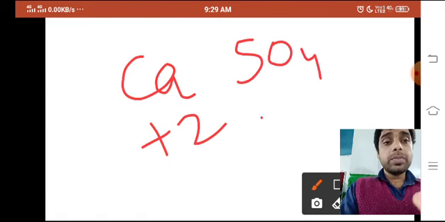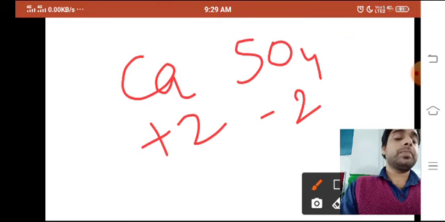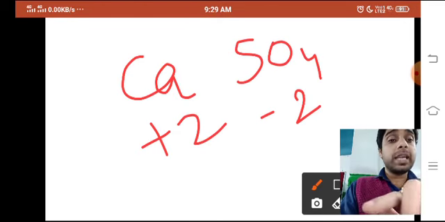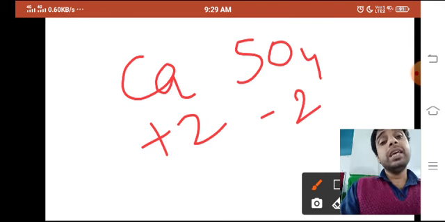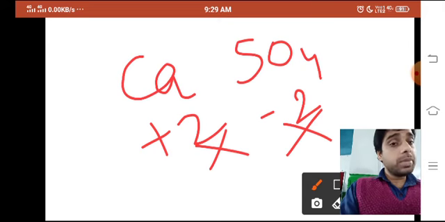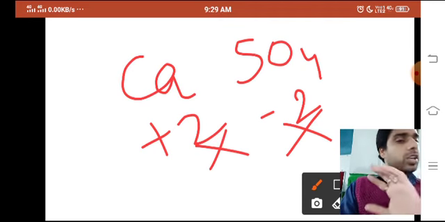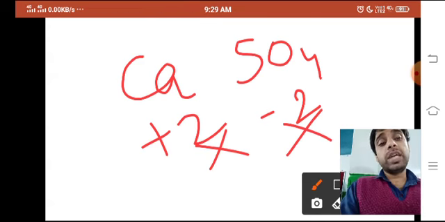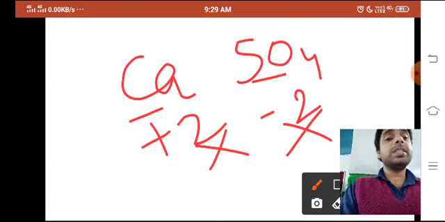SO4 has -2 valency. And you had read that if the cations and anions have the same valency, then this should be cancelled out. In writing a chemical formula, you need not multiply or divide, you need not do any operation. It is written simply CaSO4.